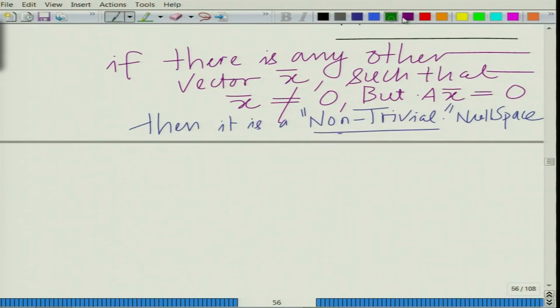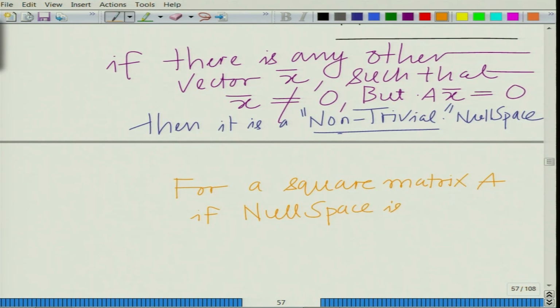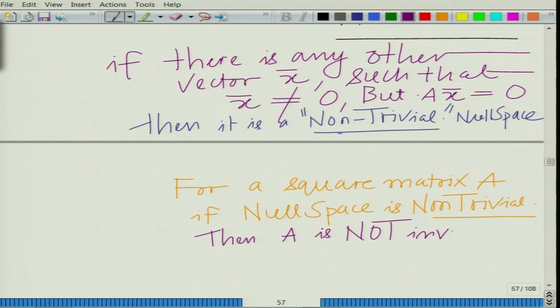Another interesting result: for a square matrix A, if the null space is non-trivial, then A is not invertible. If a square matrix has a non-trivial null space, it is easy to see why.